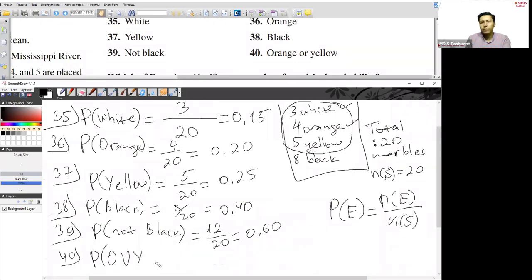So we use, which one is 9? Okay, here, this 3 is not black. 3 white, 4 orange, 5 yellow. They are not black. So if you add them, 3 plus 4 plus 5 is 12. So there are 12 not black marbles. So this one, there is OR. That means you have to use union rule.